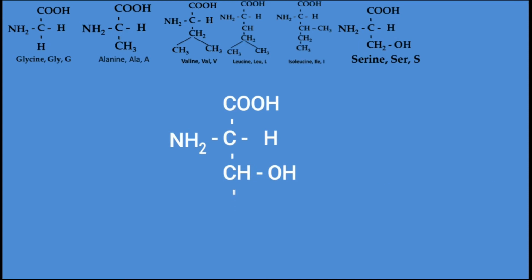The next amino acid is threonine. The 3-letter term is THR, the 1-letter word is T. To derive it, the OH group is present in the second carbon instead of the last carbon in the case of serine. So one more methyl group is added to serine at the end, and it is called threonine.